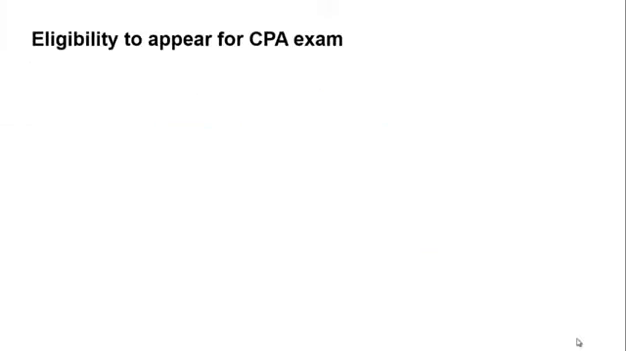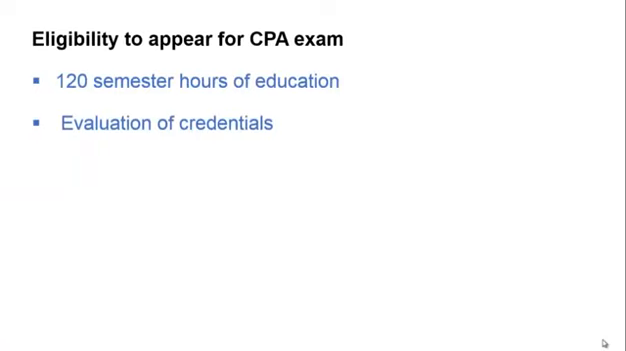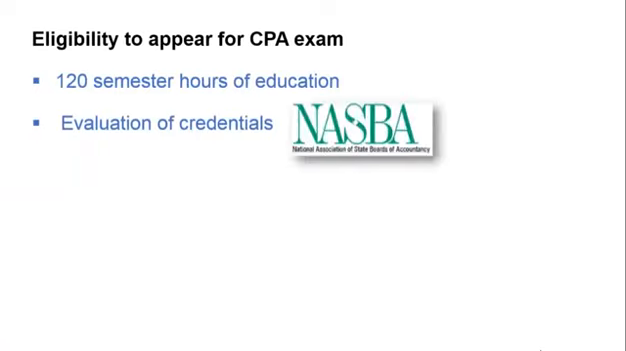To appear for the Uniform CPA exam, the eligibility would be 120 credit hours of education and NASBA evaluation of your educational credentials. NASBA stands for National Association of State Boards of Accountancy, which works very closely with all the state boards of accountancy for CPA, and you need to get your credentials evaluated.